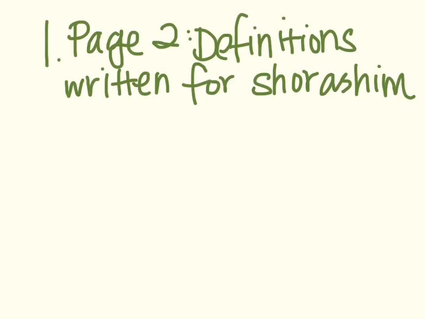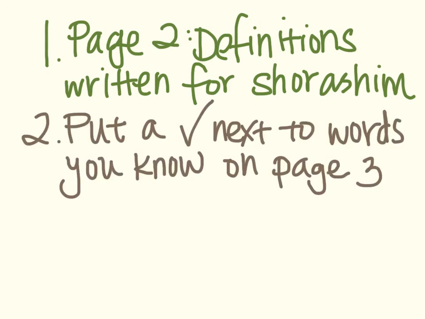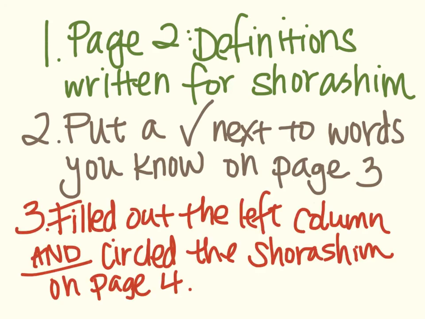Okay, so let's recap really quickly what you should have done by the end of this assignment. First, you should have, on page 2 of your Skill Step packet, written in the definitions for the Shorashim. You should have put check marks next to all of the words that you recognize from page 3. And you should have filled out the English for the left column and circled the Shorashim in the right column of page 4. Feel free to email me if you have any questions, and the next time that we're together in class, we're going to go over all of your work to make sure that we're all on the same page and we're ready to move forward.